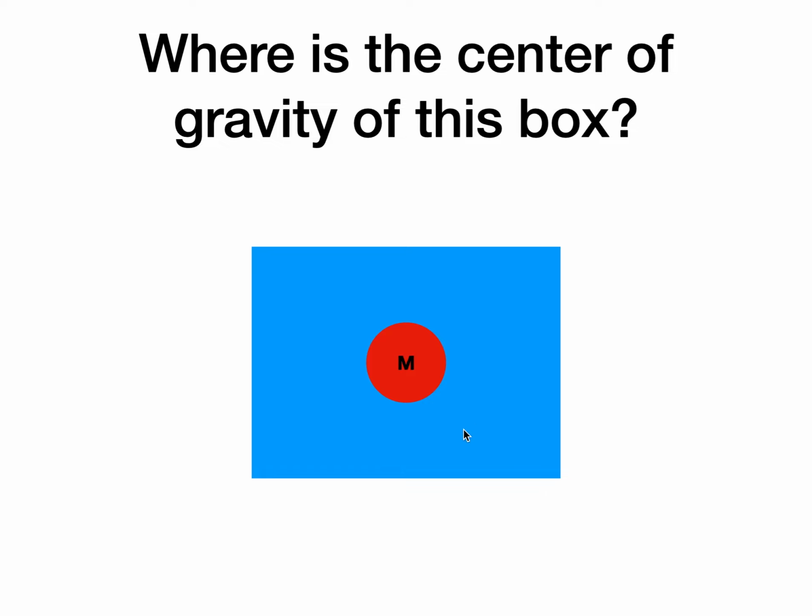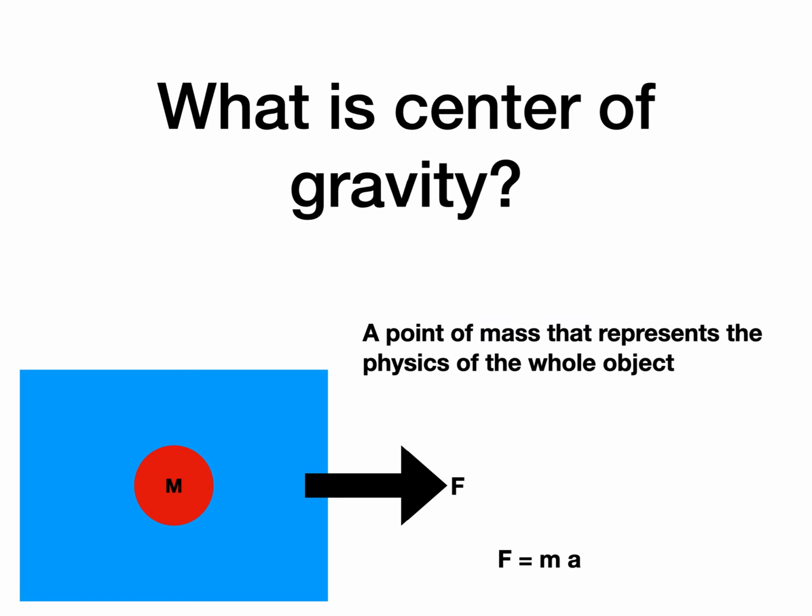And if the box is symmetrical and distributed evenly, then the center of mass would be probably in the middle of that. So what is center of gravity? It's a point of mass that represents the physics of the whole object. So you don't need to calculate the behavior of each small mass. You just use one point to describe the motion of the whole object. And you obey most of the physics rules like F equals ma.